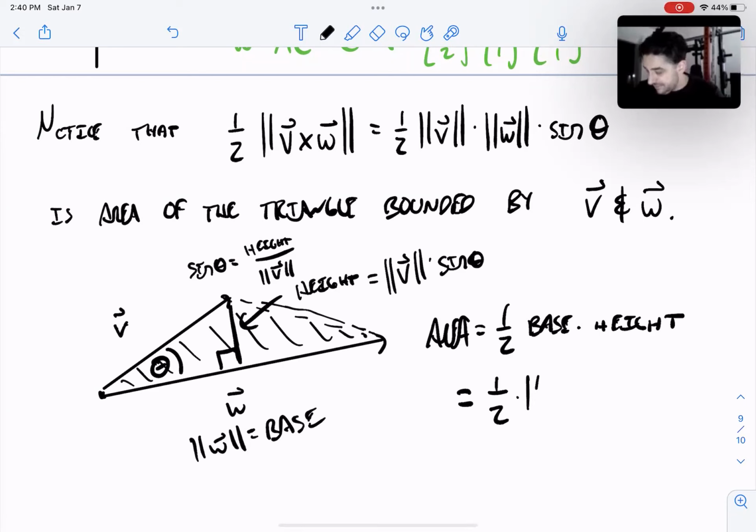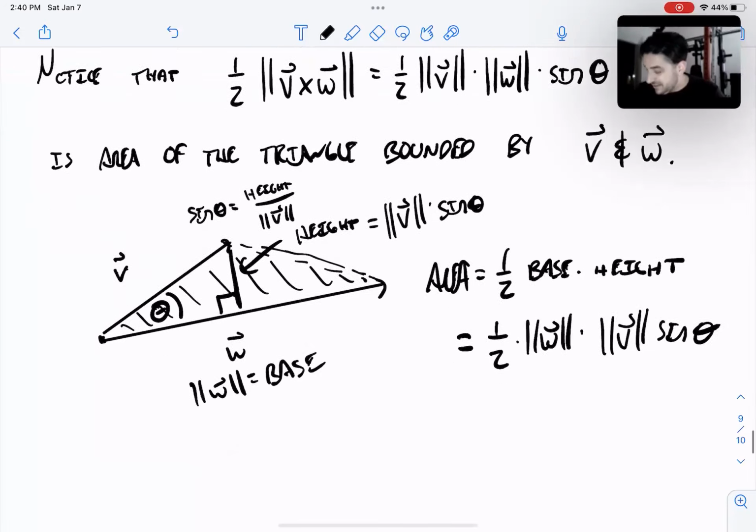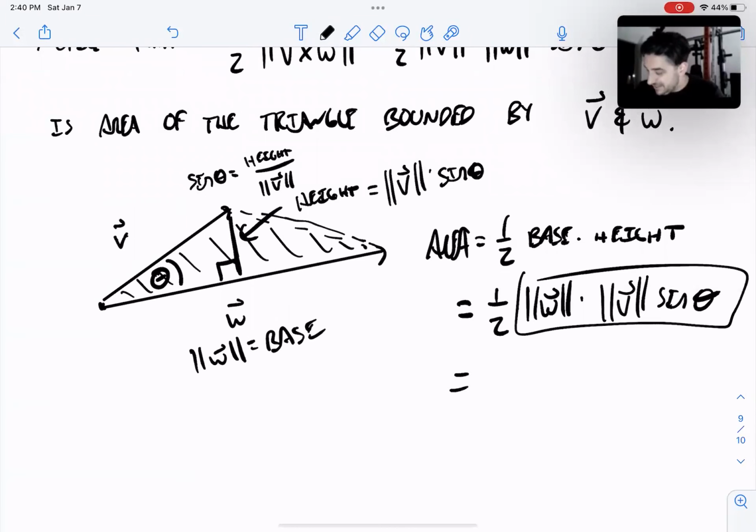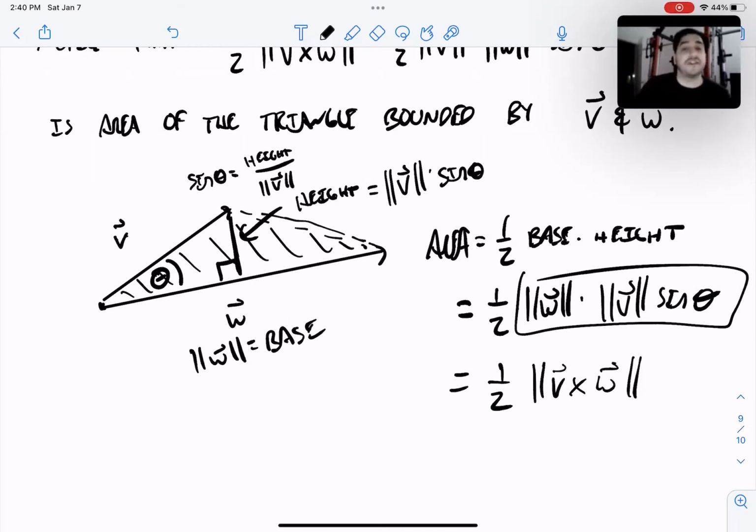So what's half of the base? It's magnitude W, 1/2 magnitude W. What's the height? It's magnitude V sine theta. Oh, there we go, right? This then you could turn into just the cross product. And I would much rather calculate that cross product than find theta or find sine of theta or find both of the magnitudes of V and W separately. It's much easier to do just one cross product than to do all that, especially the theta, right?